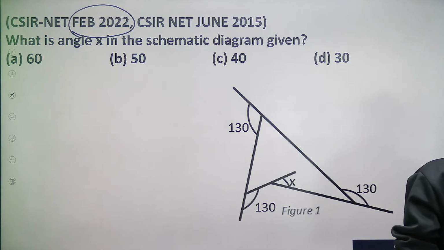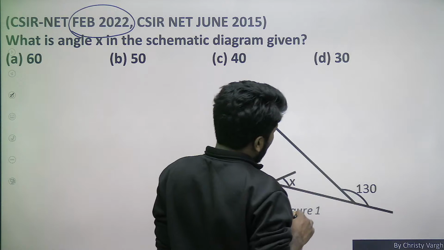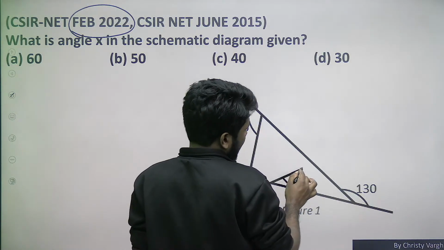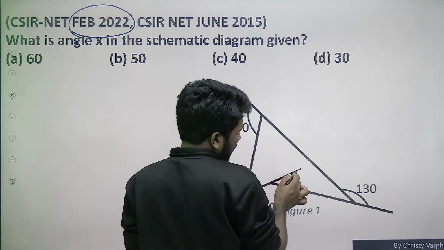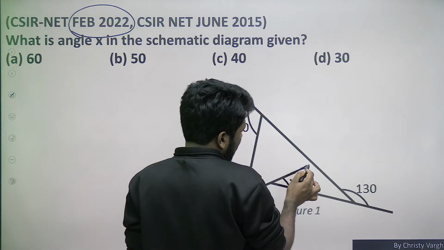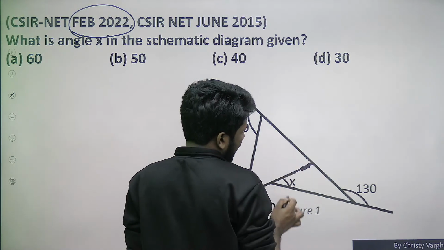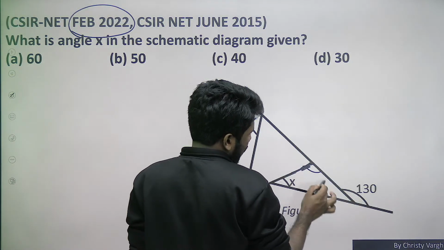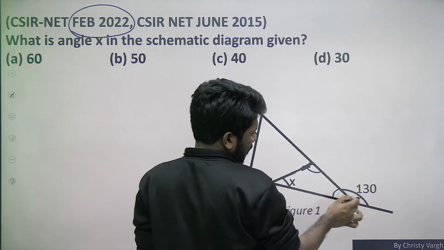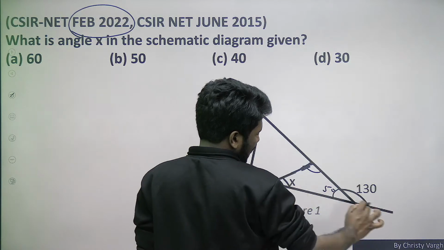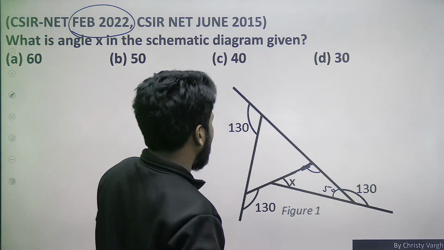What is the angle X in the schematic diagram given? This angle is what you need to find. To find an angle, the best way is to consider the triangle that has that angle. Currently it is not part of a triangle, so you need to extend this line to form a triangle. You can do that, right? To find angle x, if you find these two angles, it will be easy. This angle is already known to be 130, so the remaining will be 50, because this is a straight line and the angle sum is going to be 180.